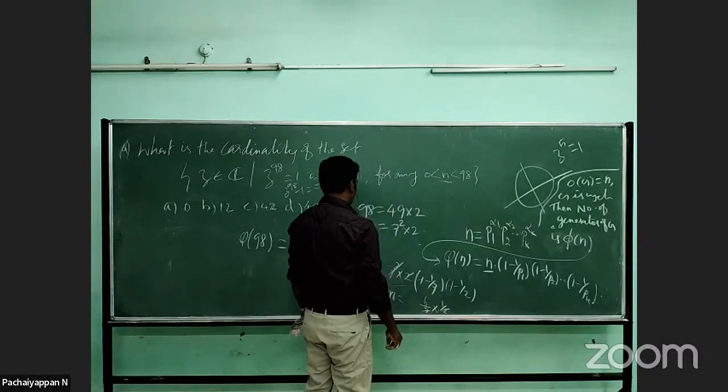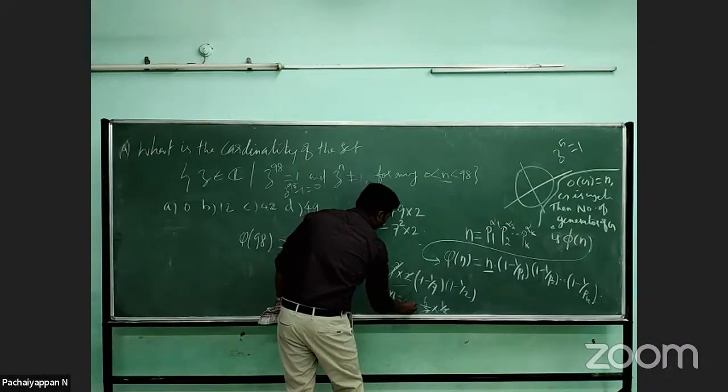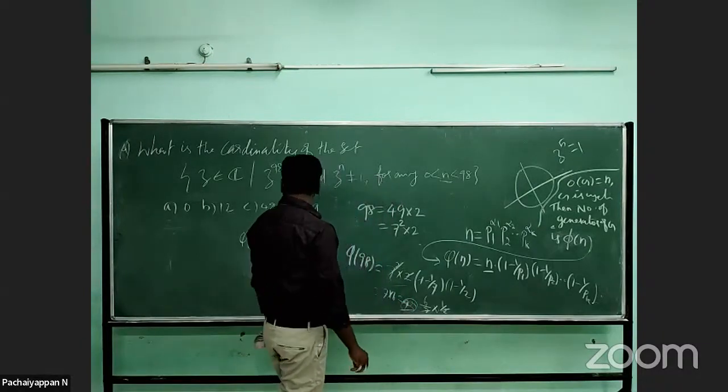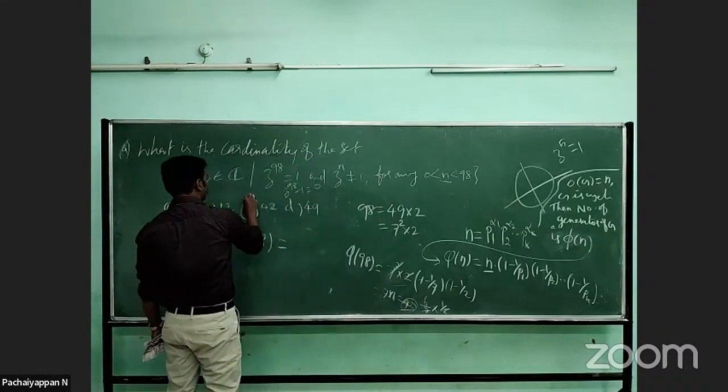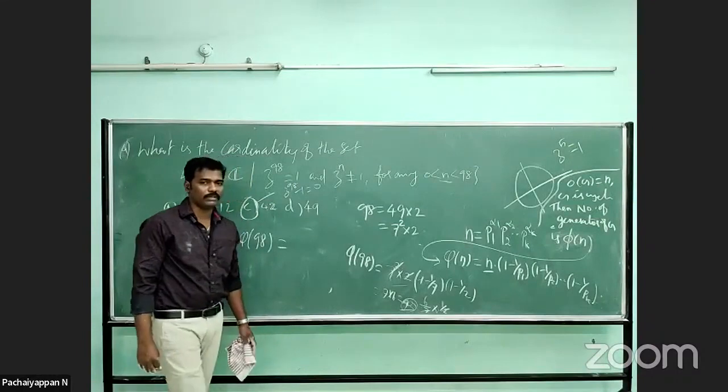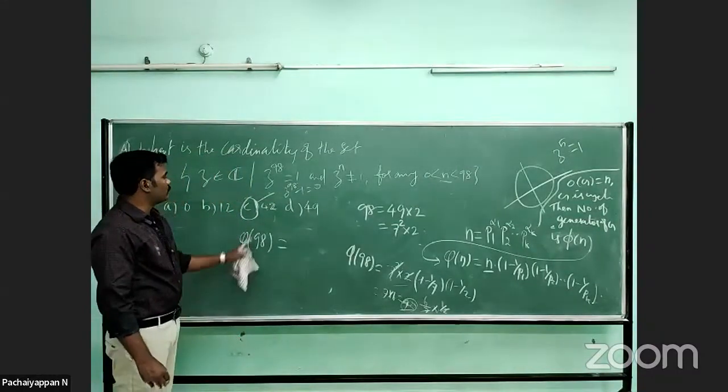7 into 6 is 42. So is there any answer? Oh, this is the answer. Okay, someone already said this answer. Very good. Anyway, thank you. So the answer is 42.